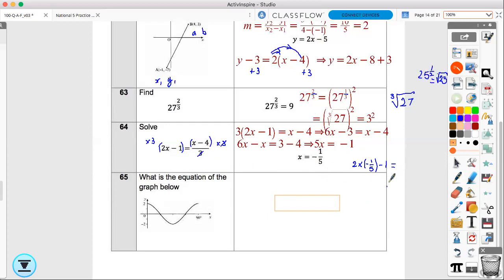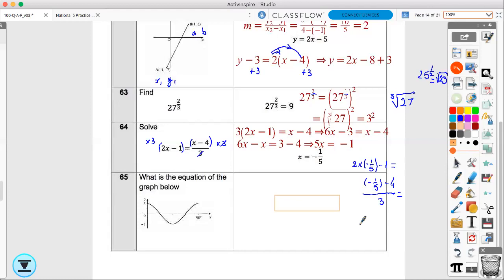And on the other side, you do minus 1 over 5. Take away 4. And you divide all that by 3. And if you've done your work correctly, whatever you're going to get here should be exactly the same as here. Because if it's not, then somewhere we've made a mistake.